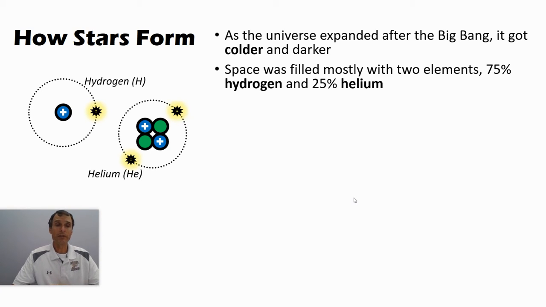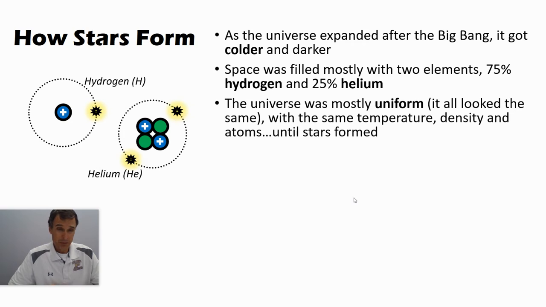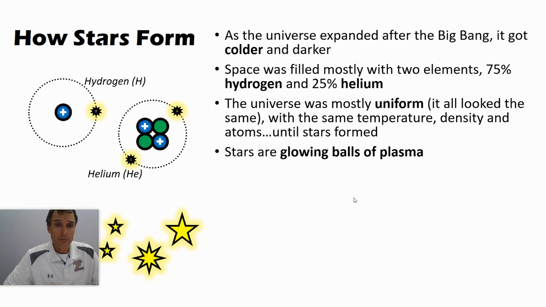You can look in this image of them, these diagrams, and see that they're just made up of one proton and one electron, or two protons and two electrons and two neutrons. So very, very simple. And it made up most of our universe. And it's pretty uniform. If most of it is made up of hydrogen and helium, it all pretty much looks the same. It has the same configurations and the same properties. And then stars began to form.